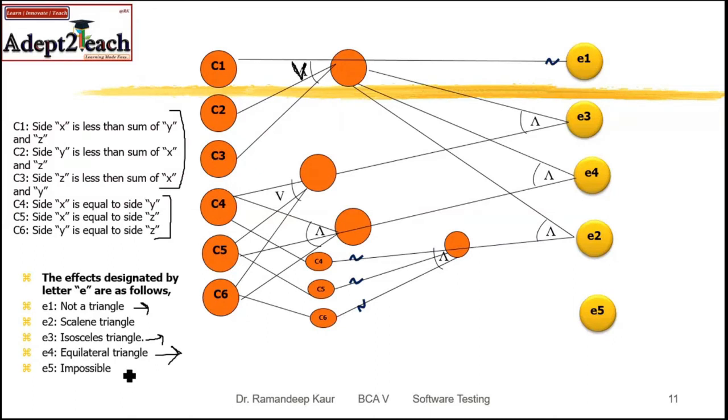Now comes your impossible condition. So what is the impossible condition? Let's say we have three sides, and the question says two sides are equal, but the third is not equal. So this is an impossible condition. That means x is equal to y, y is equal to z, but x is not equal to z. If this type of problem arises, then we call it an impossible condition.